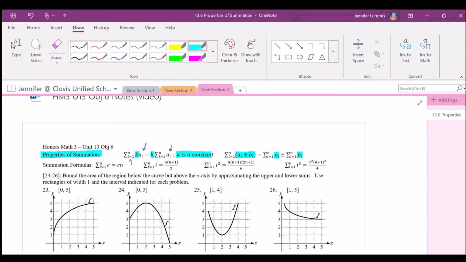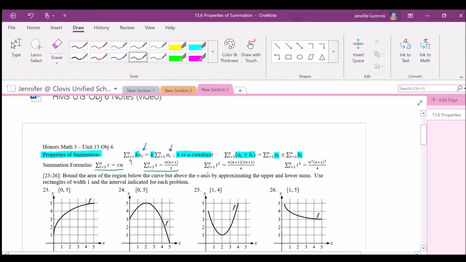So under summation formulas, what we have here is the sum from 1 to n of any constant is the constant times n. Next, the sum from 1 to n of i is n times n plus 1 over 2. This is the sum of the first n i terms. So if you're adding 1, 2, 3, 4, 5, 6, and so on, you would use this formula.